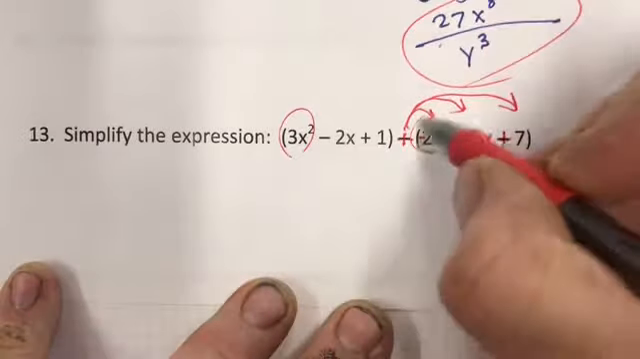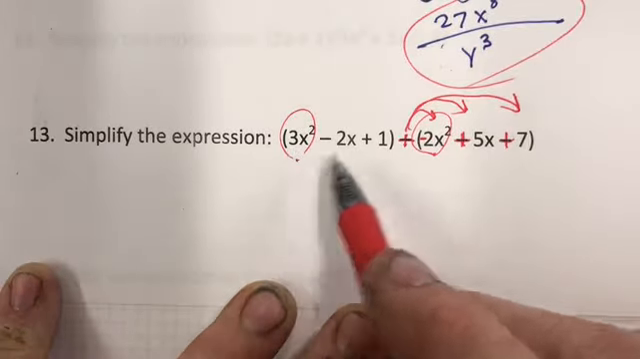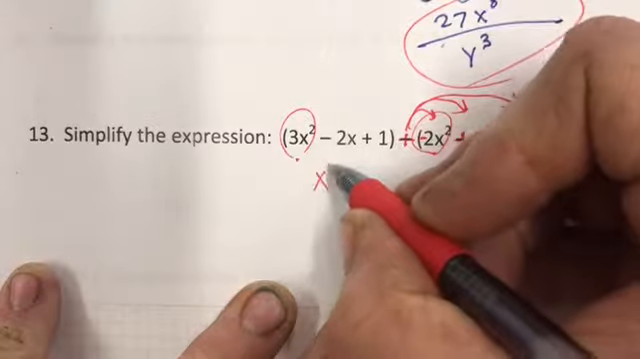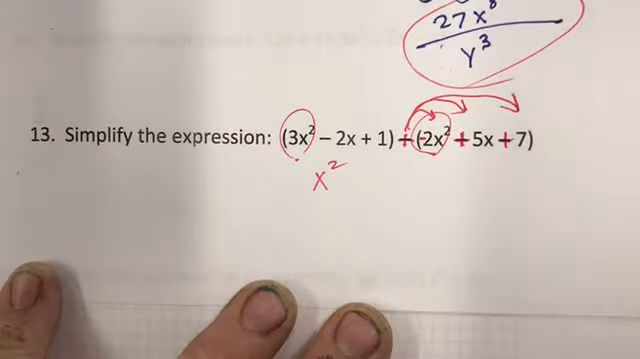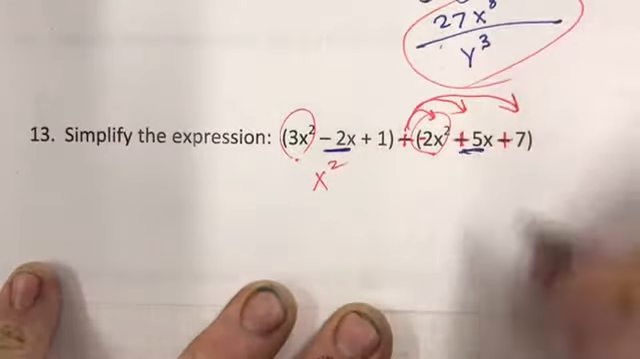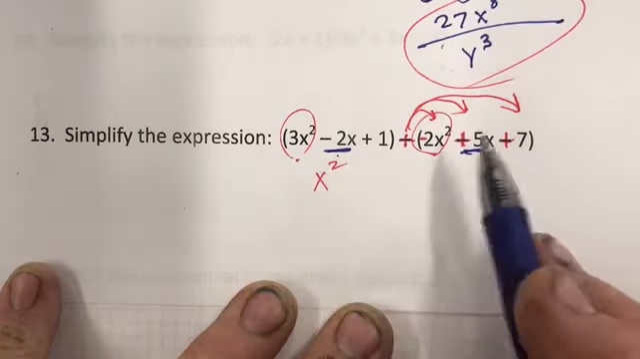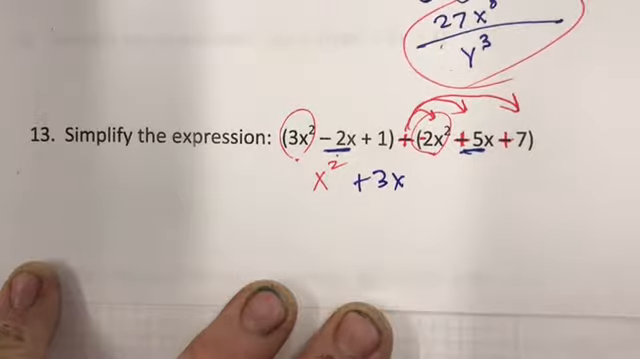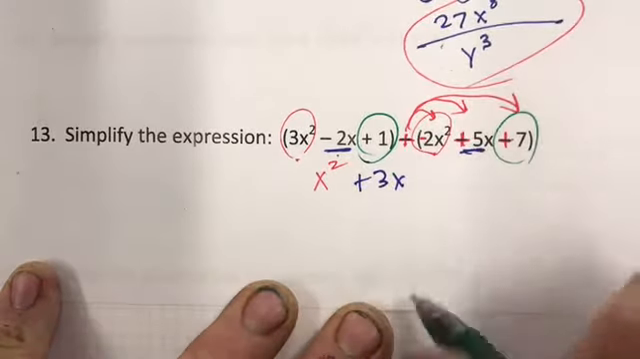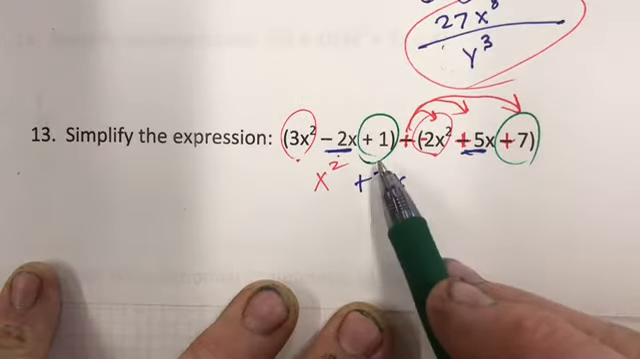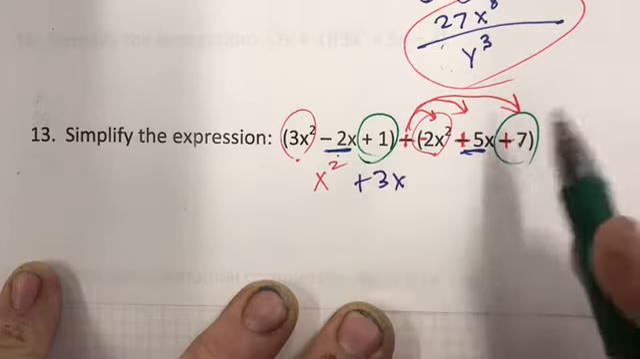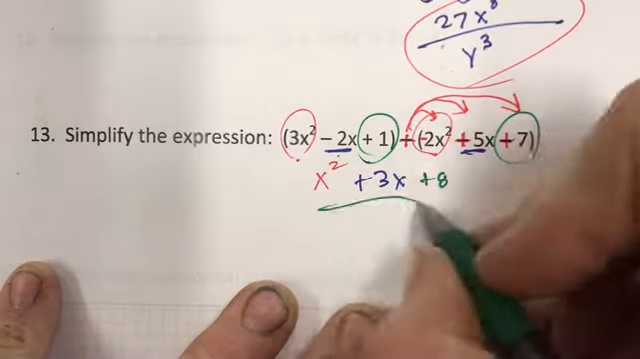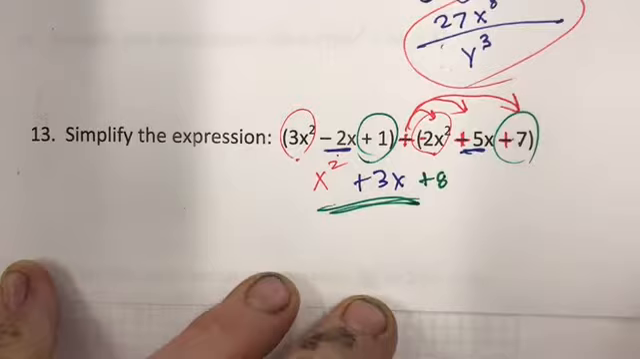This term and this term go together. So 3 plus negative 2 would be 1x squared. And then I've got this guy and this guy. Those go together. So negative 2 plus positive 5 would be a plus 3x. And then this one and this one, they go together because they have no x's. So a positive 1 plus a positive 7 is a positive 8. And there's my answer right there. All right, so that's number 13.